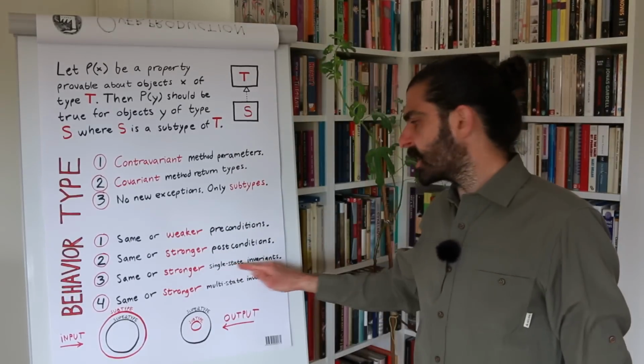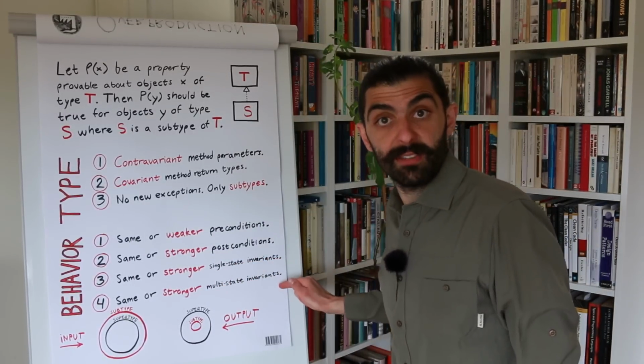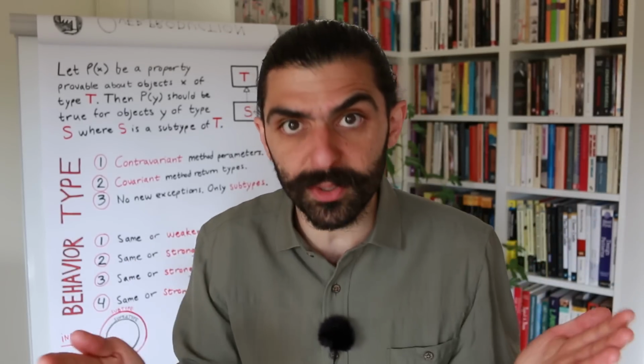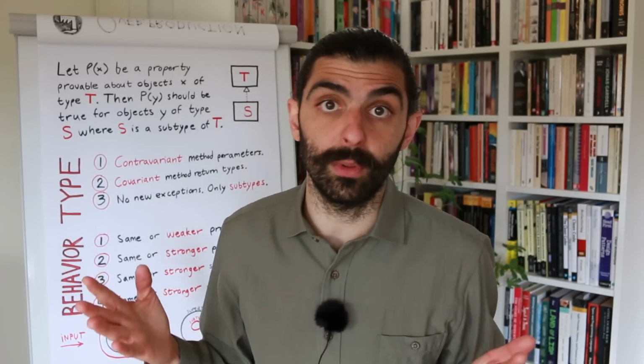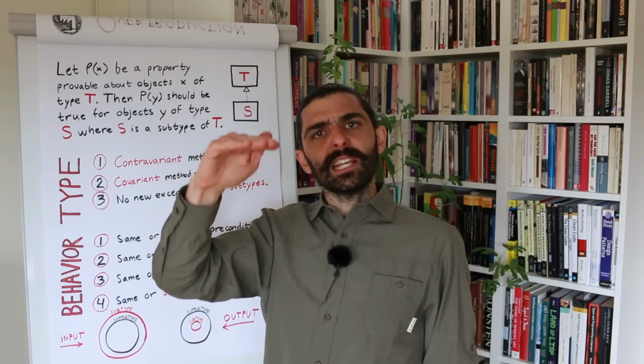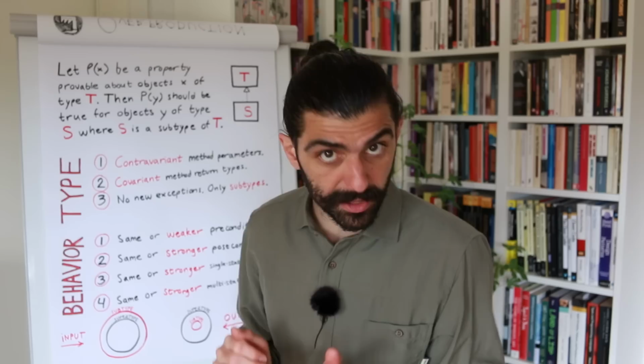We have single-state invariance and multi-state invariance. The single-state invariance of a class defines what must be true of objects of the class at all times. For example, a class with an instance variable of type string called name might require that that string is always longer than 3 characters. Invariance may be violated temporarily when a method is being executed, but when you exit the method, the invariance must again be true.